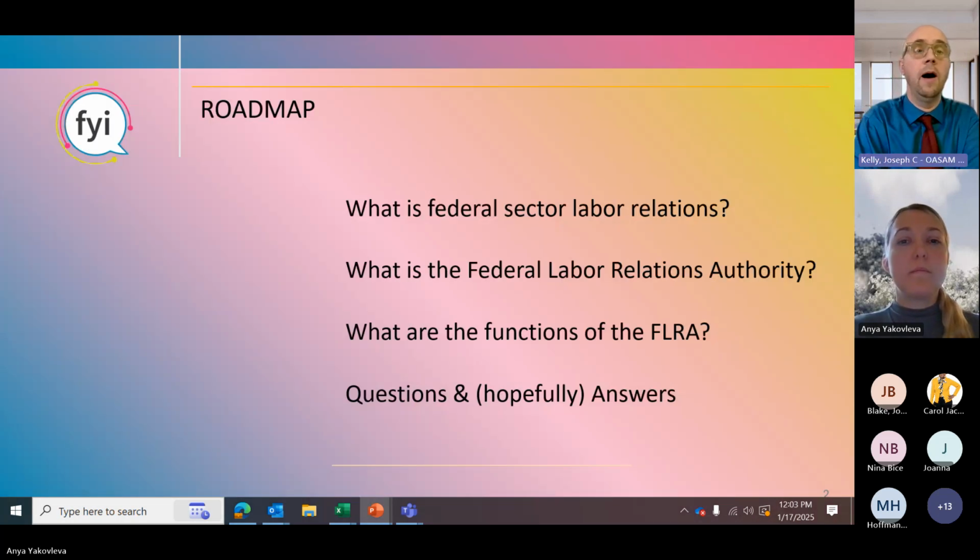So here's a roadmap of the questions that I'm going to try to answer for you all today. What is federal sector labor relations? What is the Federal Labor Relations Authority? What are the functions of the Federal Labor Relations Authority? And then we'll have questions and hopefully answers if we have time.